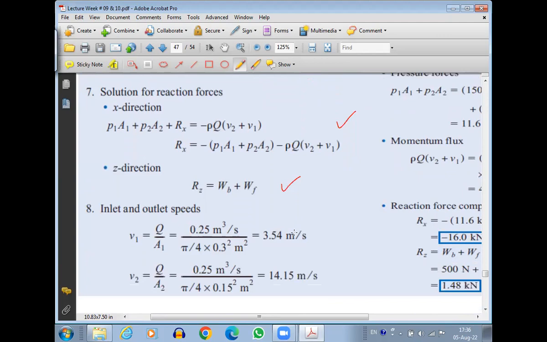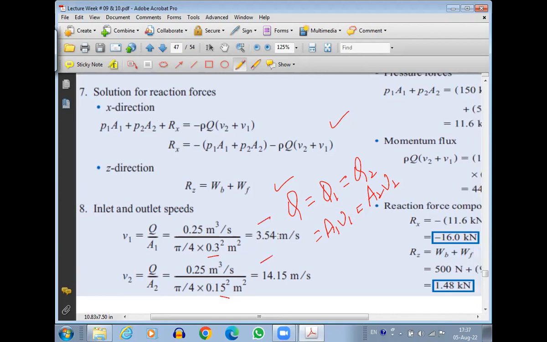Now in this equation, we need to find the velocities V1 and V2, since we know the flow rate. The flow rate is Q, and Q is the same at the inlet and the outlet, which is A1 V1 equals A2 V2. So we can find V1 and V2. V1 is Q upon A1, V2 is Q upon A2. Areas we know because we know the diameters, and Q was given in the question. So just substitute all the values, and you're going to get V1 and V2.